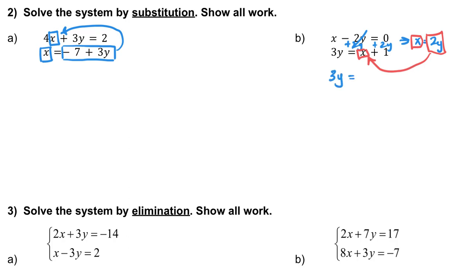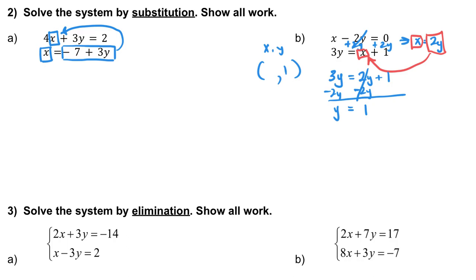So 3y would be equal to 2y plus 1. We want to get all the y's on one side, so I would subtract 2y from both sides. 3y minus 2y is just 1y, or y. These canceled out, and it left me just 1. So I already know that y is equal to 1. I have part of my answer. I have the y part. Remember, it's always x comma y. It's in alphabetical order.